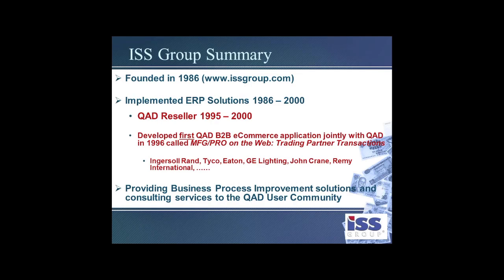ISS Group was founded in 1986. We are now in our 27th year of business. For the first 14 years of our business, we were a reseller and implementer of various ERP solutions for the manufacturing and distribution community. More specifically, from 1995 to 2000, we were a reseller and implementation service provider for the QAD EA solution, at that time known as MFG Pro.